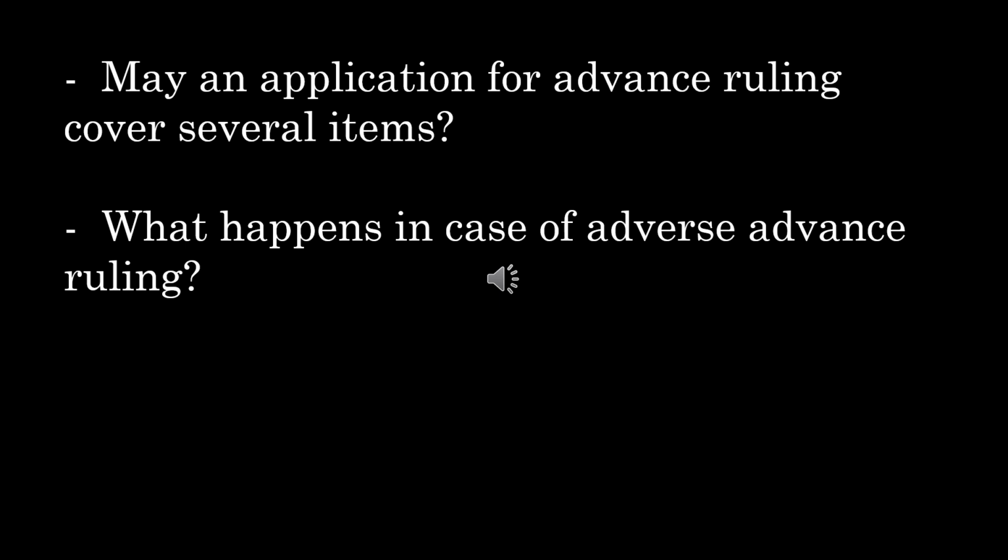Now, what happens in case of an adverse advance ruling? If you apply for an advance ruling and you receive an adverse ruling or decision, the aggrieved party may, within 30 days from receipt of the adverse advance ruling or decision, appeal the same to the Court of Tax Appeals. However, if the advance ruling or decision is adverse to the government, automatic review or the authority of the Secretary of Finance may come into the picture.